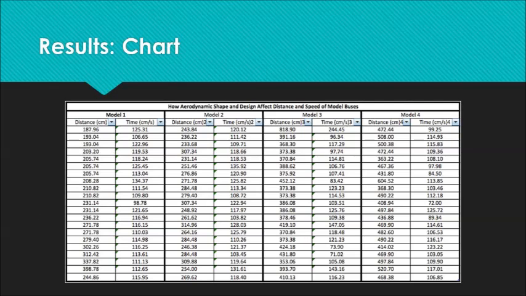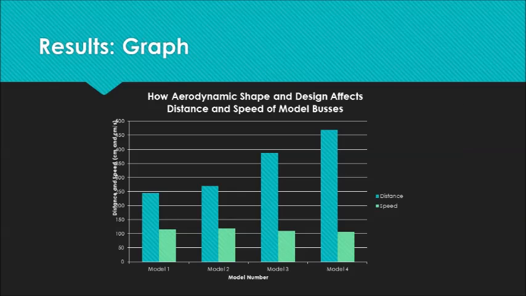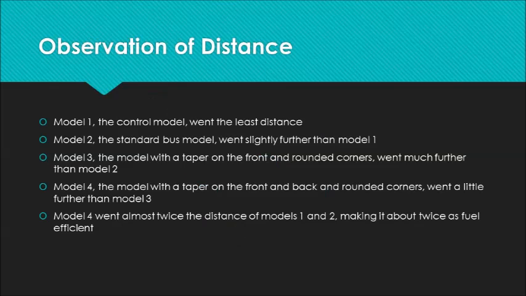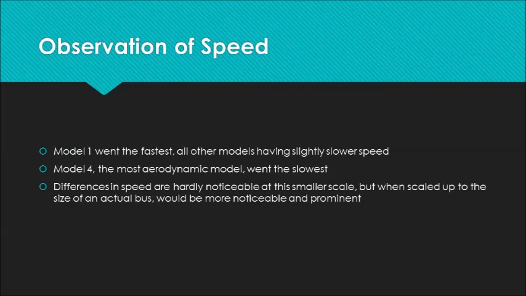This data shows that the control model went the shortest distance, the standard bus design went a bit further, and the two most aerodynamic models went the furthest out of all of them. The control model went the shortest distance, and the most aerodynamic model went almost double the distance. That's a huge increase in fuel efficiency. There was a slight decrease in speed from the control model to the most aerodynamic model.